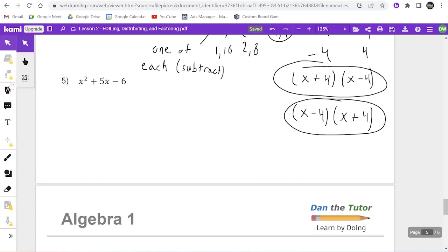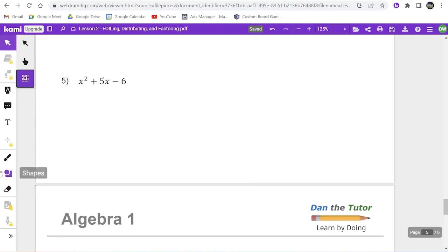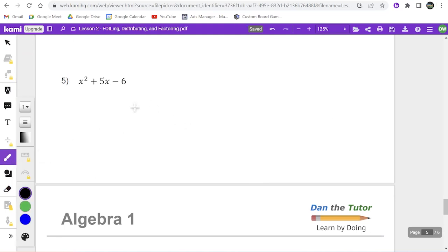Okay, good. Now on to number 5. So for number 5, we have x squared plus 5x minus 6. So once again, I factor 6. The factors of 6 are 1 and 6 and 3 and 2. Since that's a minus sign, again, it's one of each. Now you have to figure out which one's positive and which one's negative. Actually, we don't even know what factors are right.